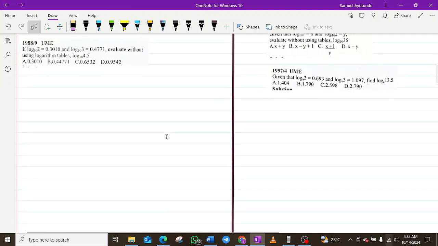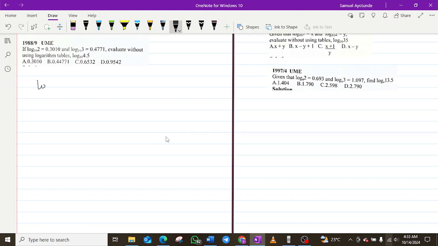We'll move ahead to the second. This is a 1988 question. If we have log 2 base 10 is equal to 0.3010 and log 3 base 10 is equal to 0.4771, evaluate without using tables log 4.5 base 10. We might have to think, how do we express 4.5 in terms of 2 and 3? So let's look at it.